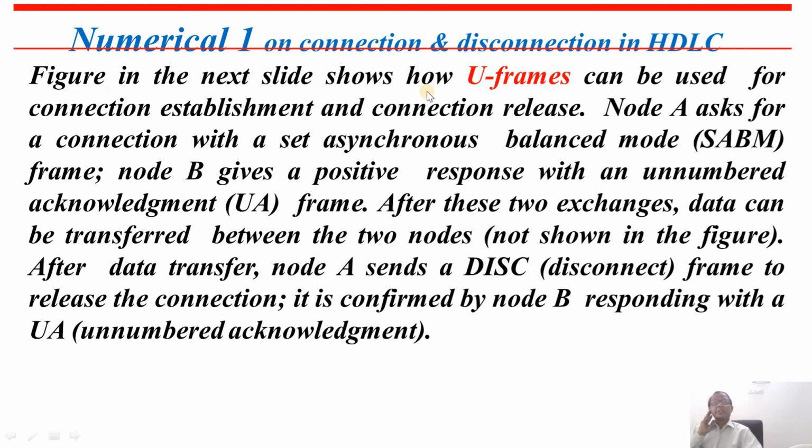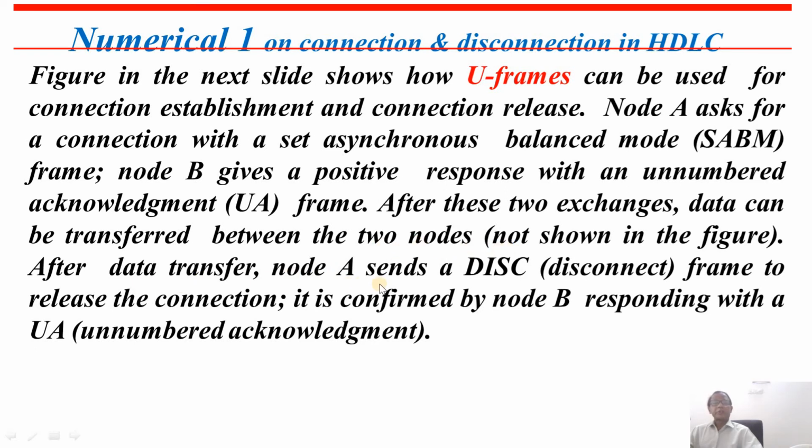The figure in the next slide shows that U frames can be used for connection establishment and connection release. To transfer data, we require connection establishment and connection release. Node A asks for a connection with a set asynchronous balanced mode frame. Node B gives a positive response with an unnumbered acknowledgement frame. After these two exchanges, data can be transferred between the two nodes. Only after handshaking does the data transfer take place.